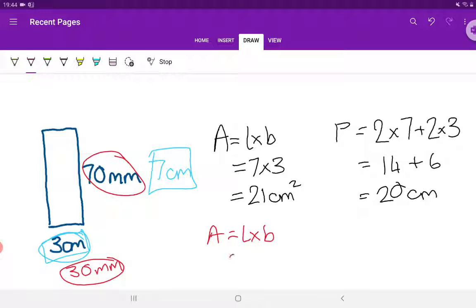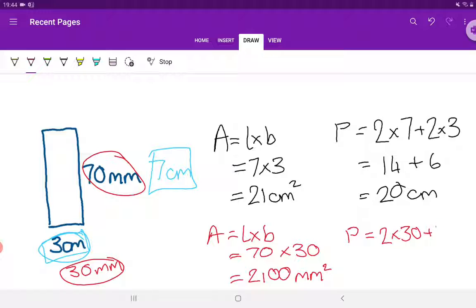Now, if instead we wanted to use millimetres, then everything would be the same. We start off with the same formula, but this time we're doing 70 times 30, which would give you 2,100, but this time remember it would be square millimetres. Okay, and the perimeter would be 2 lots of 30 plus 2 lots of 70, which is 60, plus 140, which is 200, and again that would be in millimetres. Let me just change that. See, even us teachers overthink it sometimes.